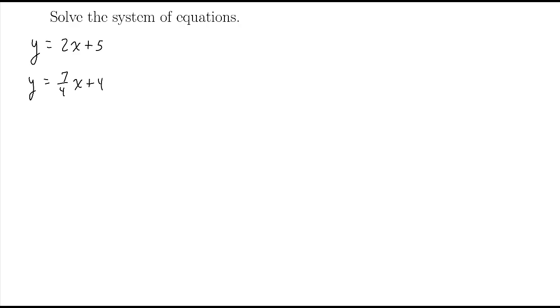Okay, so there are a variety of techniques here, but whenever you have two equations in slope-intercept form, the easiest thing to do is to recognize that 2x plus 5 and 7/4 x plus 4 are both set equal to y, and we're interested in that shared y value. So I can just take each expression and set them equal to each other, because they both equal y. Okay, so now that gives me a single equation with only one variable, so I can solve it.